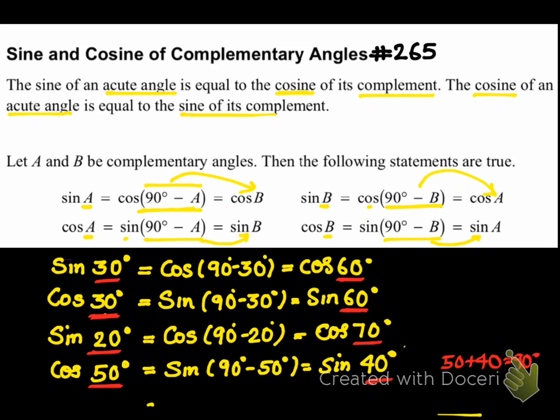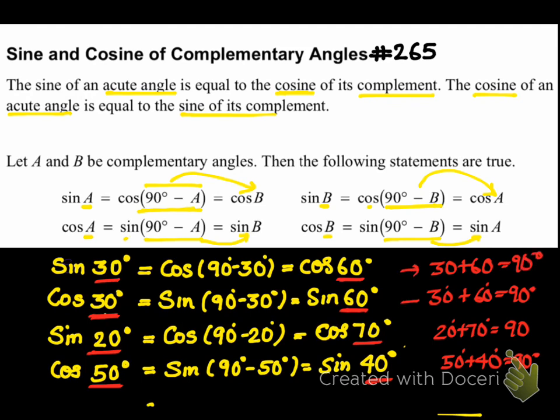Here you can check on the previous example, 20 plus 70 is 90. Same way here, 30 plus 60 is 90. Let me put the degree symbol, 30 plus 60 is 90 degrees. So I explained the way it is written, the angles are going to be complementary. So I hope you get it.